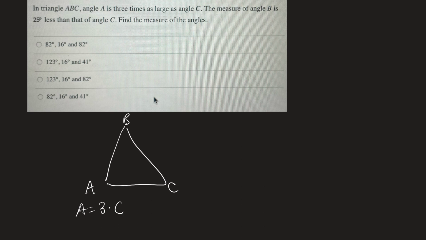The measure of B is 25 less than that of C. So B is whatever C is less 25. And then they say find the measure of all the angles.